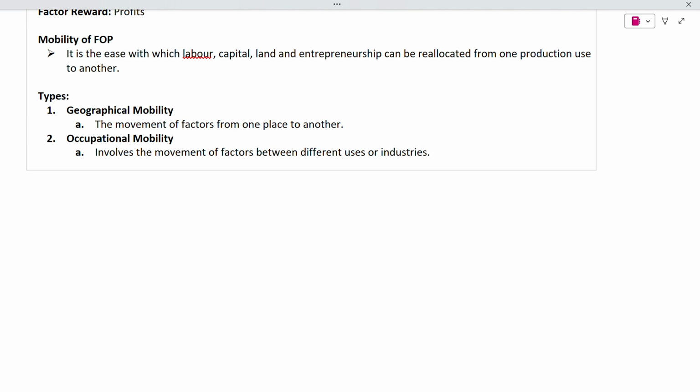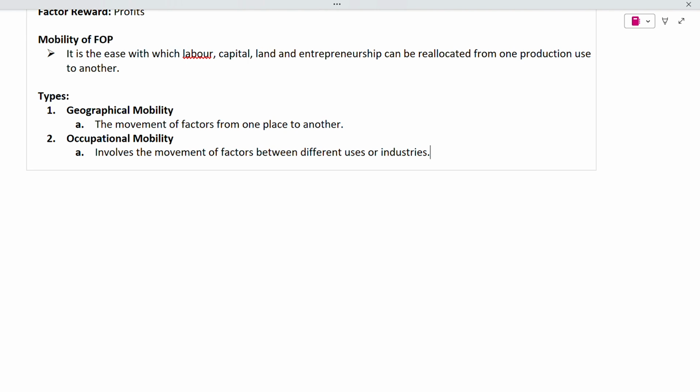So for example, if I am right now working as a teacher, and I can easily move to another job of, let's suppose, an investment banker, that would mean that I am occupationally mobile, which means that I can move between different jobs very easily. On the other hand, if I'm working as a teacher and I'm not able to find a job elsewhere, for example, in the tourism sector or in the banking sector or in the finance sector, I would have a lower occupational mobility. That would mean I cannot move between jobs.